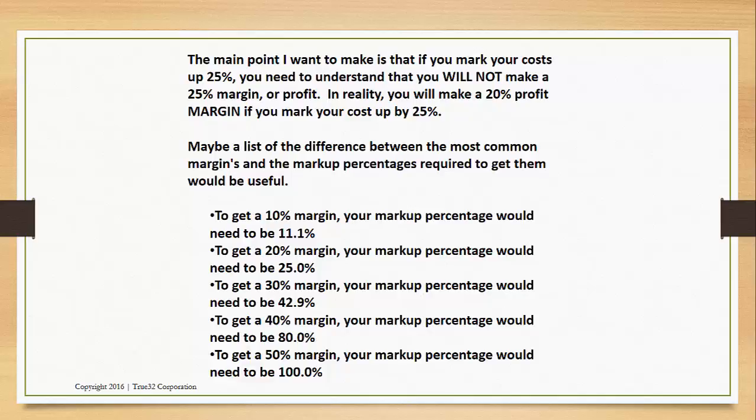Maybe this list of the differences between the most common margins and markup percentages required to get them would be useful. To get a 10% margin, your markup percentage would need to be 11.1%. To get a 20% margin, your markup percentage would need to be 25%, and so on. And you notice how the difference between the two becomes very different as you get higher up in the margin. So to get a 50% margin, your markup percentage would need to be 100%.